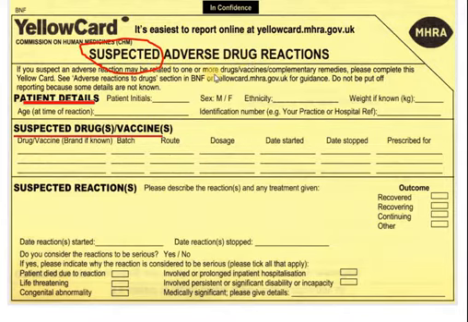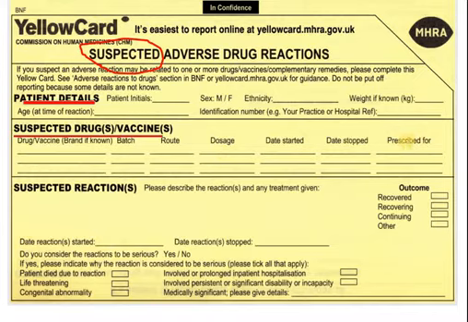This form includes all the required details regarding the patient, the type of drugs, the brand name, and the active ingredients. For example, the patient details include patient initials, sex, ethnicity, weight, and age at the time of reaction, and an identification number depending on whether it is reported by the hospital or the clinic. It also includes the suspected drugs or vaccines used, for example the brand name and the batch number, route of administration, the dose, the starting date, the date stopped, and what disease or disorder it was prescribed for.